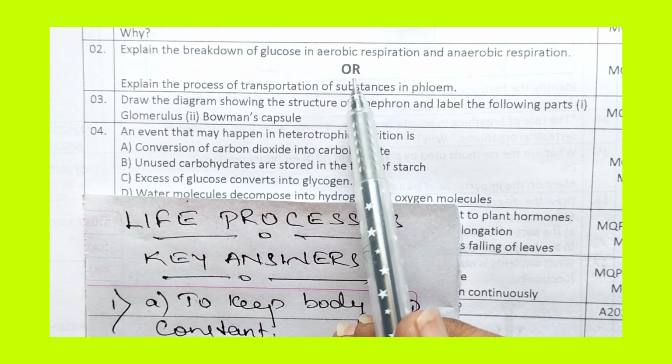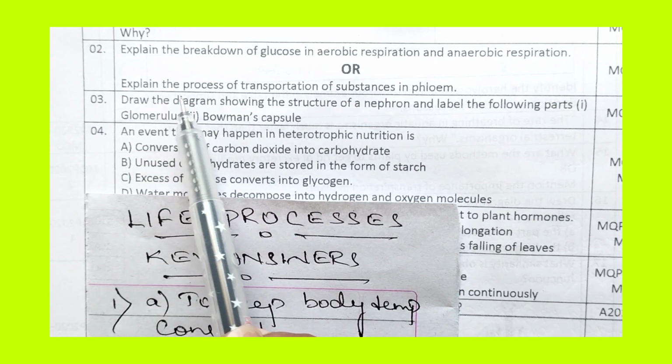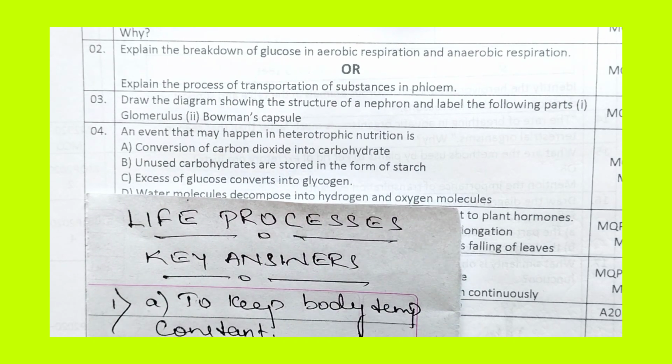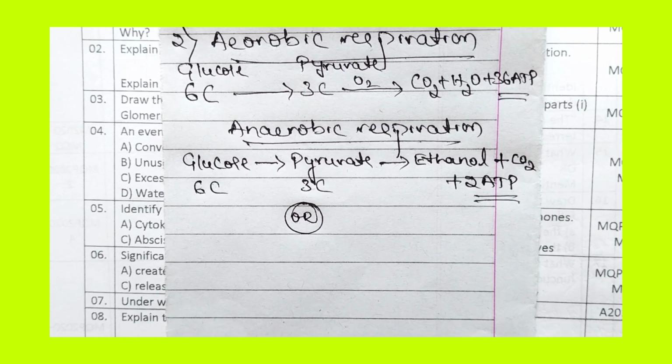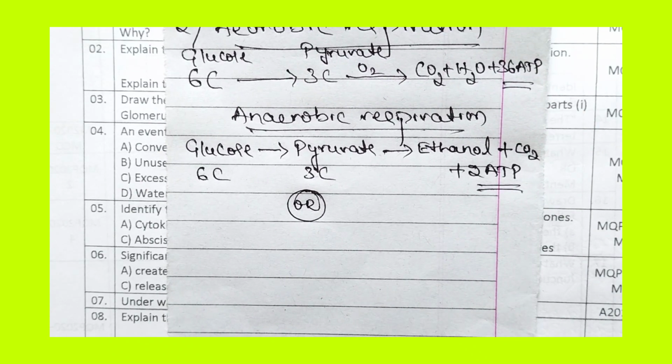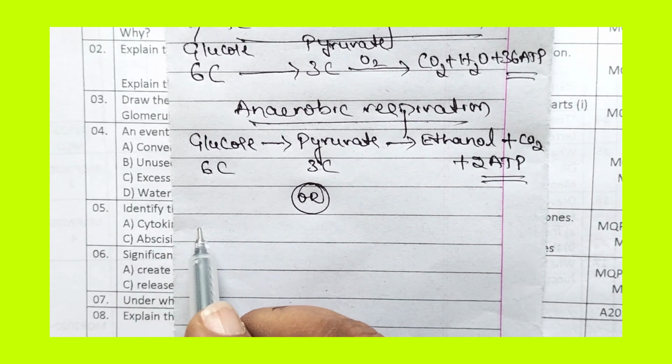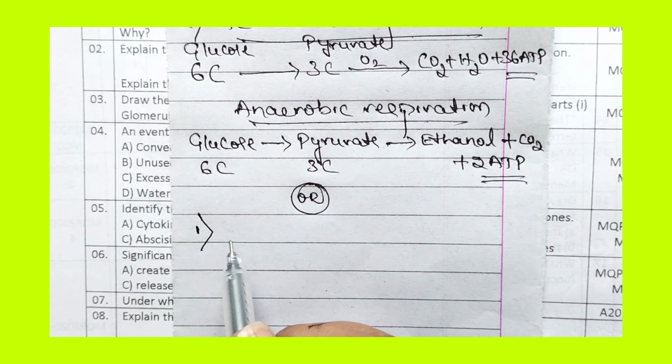Next, in that one only one internal choice question is there. Explain the process of transportation of substances in phloem. So now let us answer this question. Let us answer how the transportation or translocation takes place through phloem. Let us answer with steps.